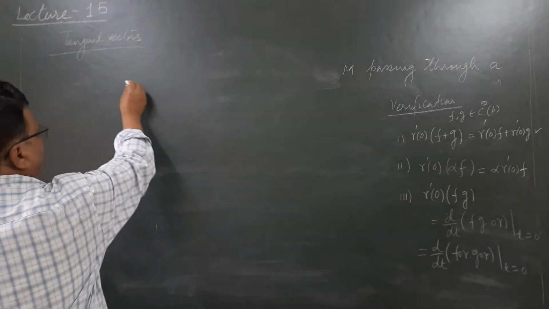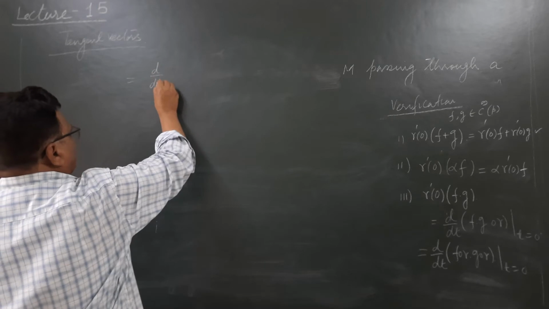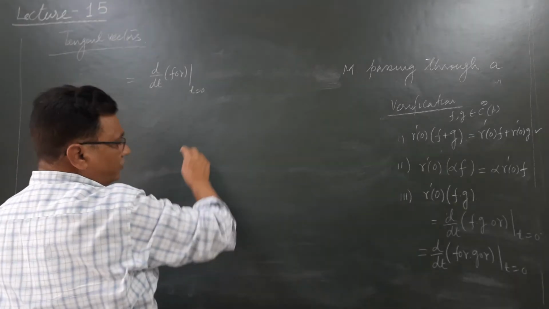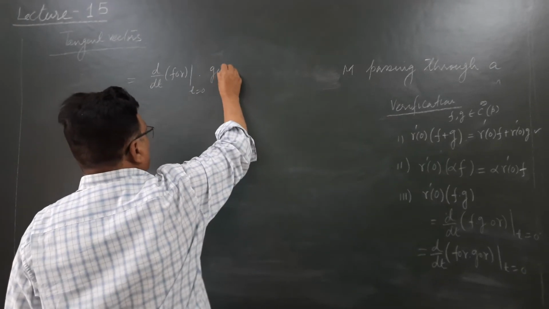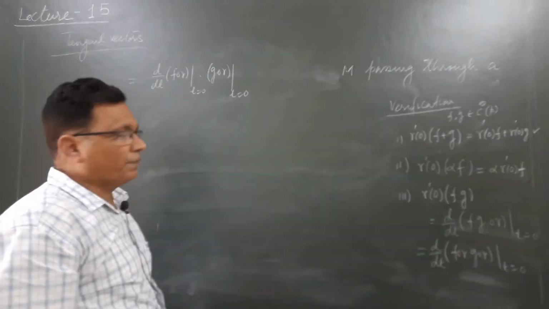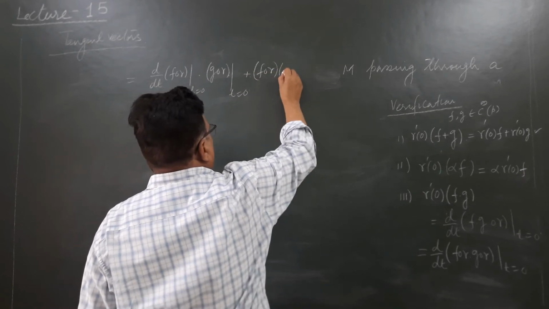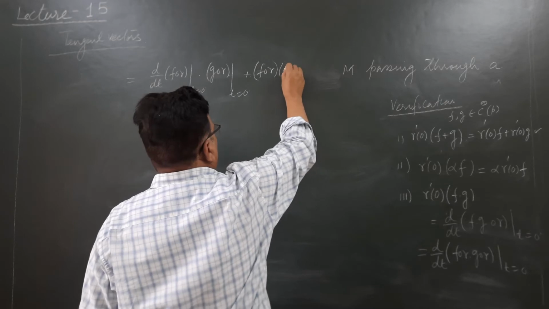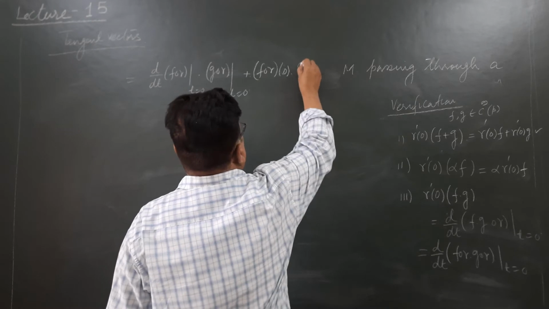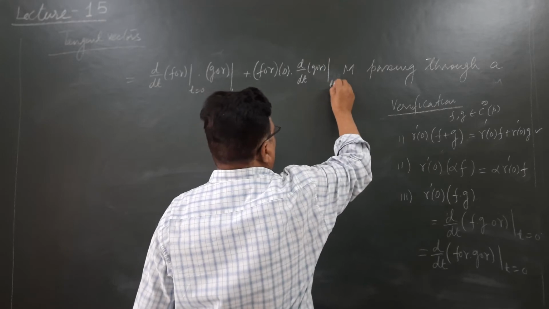So the right side becomes dy dt of f composition gamma at t equal to 0 into g composition gamma at t equal to 0, okay, and plus f composition gamma at t equal to 0 into dy dt of g composition gamma at t equal to 0.